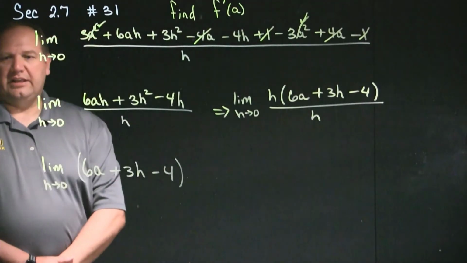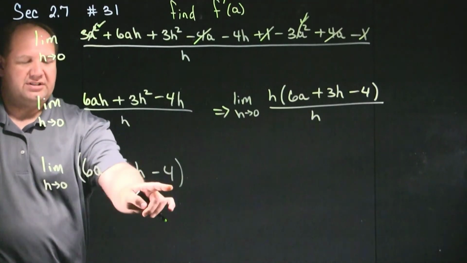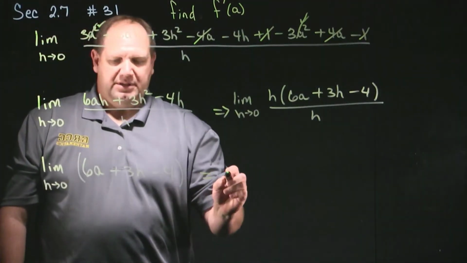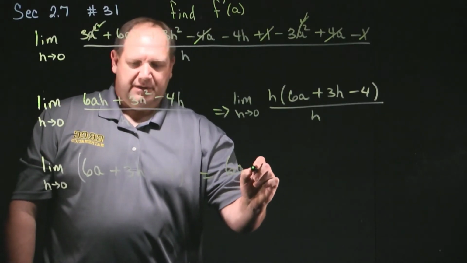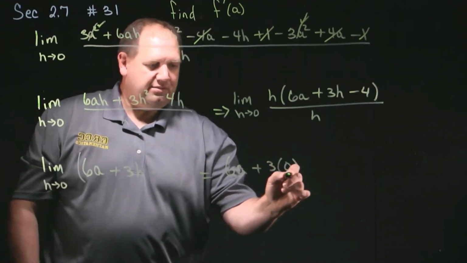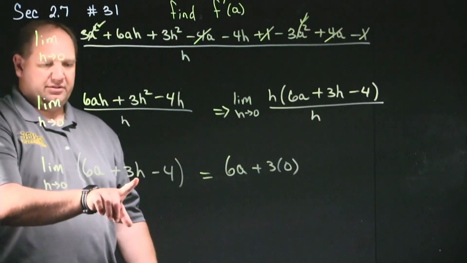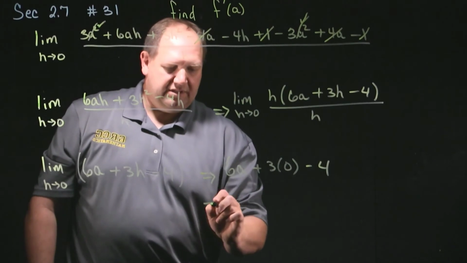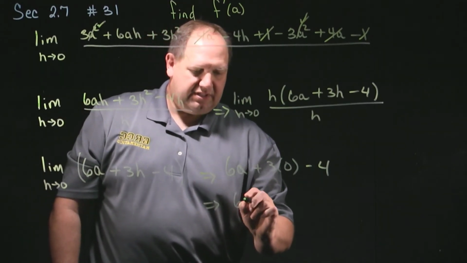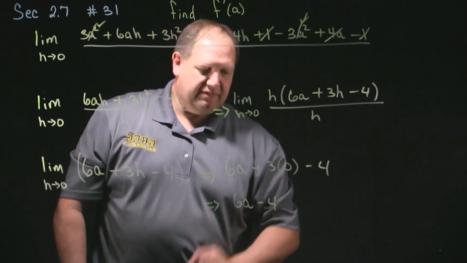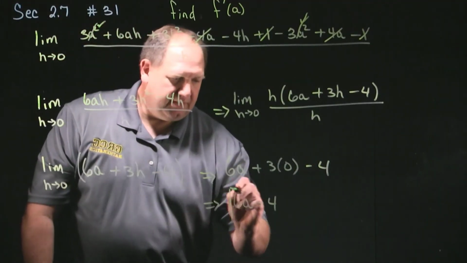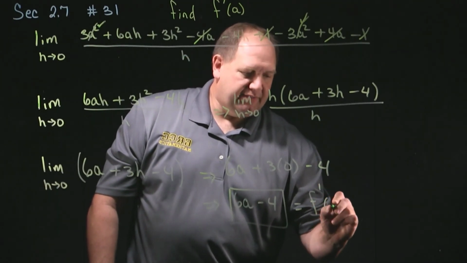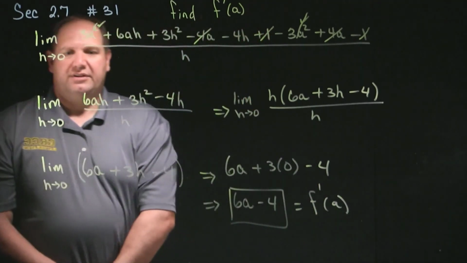And now when I apply the limit to this function, I'm left with 6a plus 3 times 0, applying h approaches 0, minus 4. And this is 6a minus 4. 6a minus 4 is my final answer, and that's equal to the derivative of that function at a.